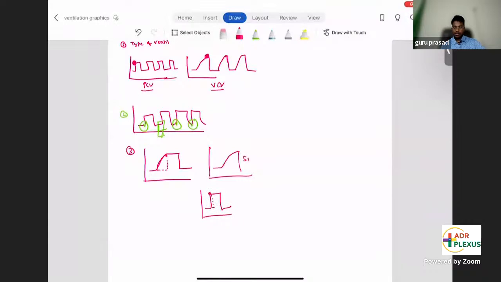So this is basically called a sine wave type of pattern. This is called a square wave type of pattern. So whenever the rise time is less, you will get a square wave type of pattern. Whenever the rise time is very high, then you will get a sine wave type of pattern. So you can know what the rise time is based on this graph.